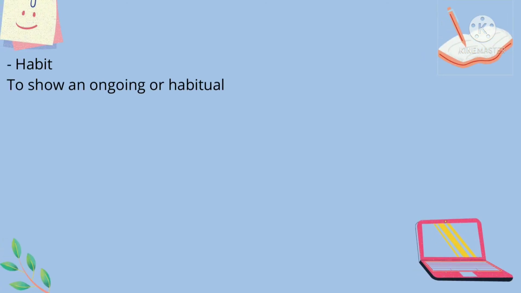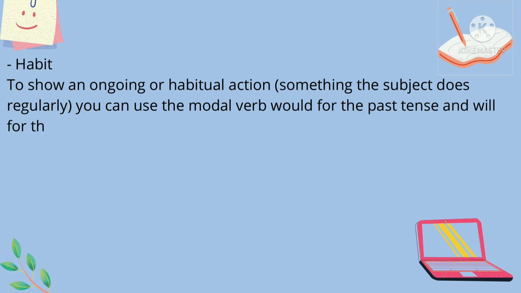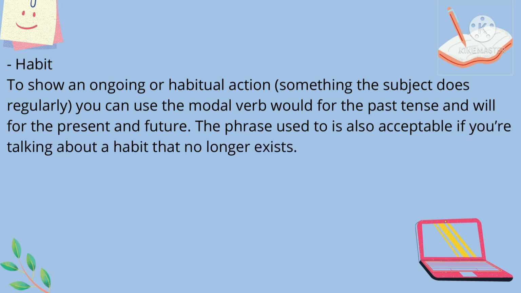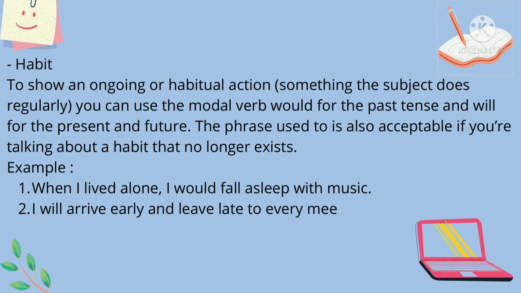Habit. To show an ongoing or habitual action, something the subject does regularly, you can use the modal verb would for the past tense and will for the present and future. The phrase used to is also acceptable if you are talking about a habit that no longer exists. Example: when I lived alone, I would fall asleep with music. I will arrive early and leave late to every meeting.